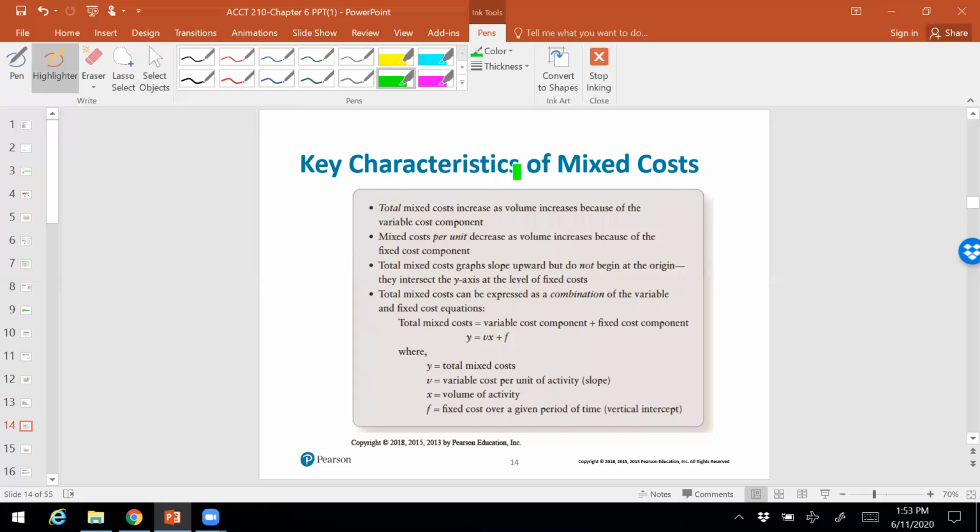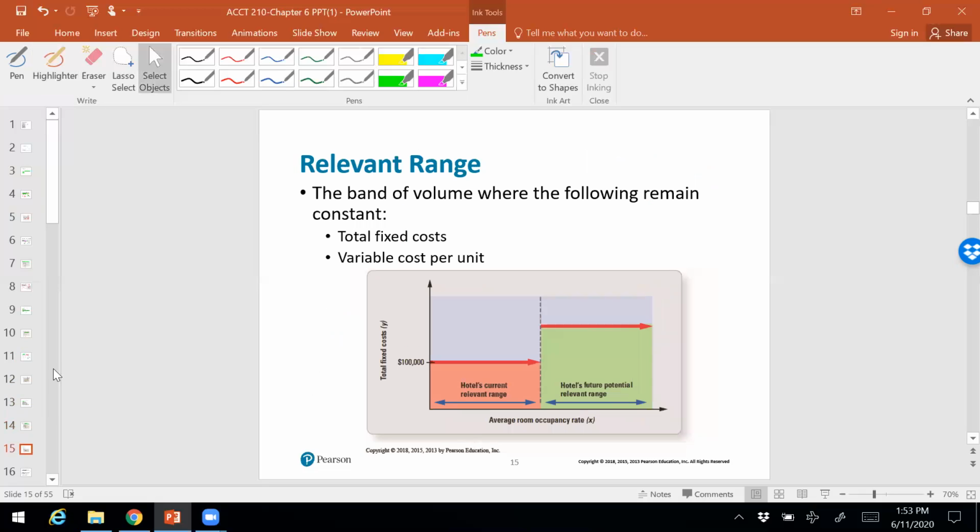I think the last thing is the key characteristics of mixed cost. As always, I leave this for you to read by yourself. So make sure you know how to interpret it, and how to use it to make a prediction.